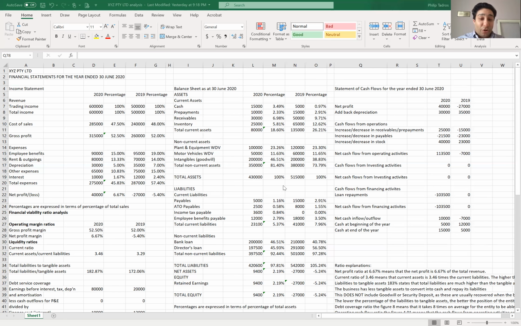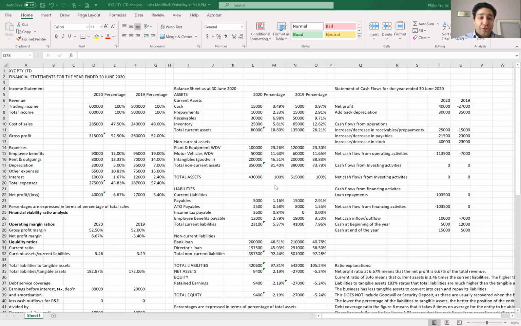Now that can be a good thing because your current liabilities are low, which means that your business does have sufficient assets to cover your total current liabilities. But non-current liabilities represent 92% of your total assets. So it may raise a little question as to the overall non-current position of the business.